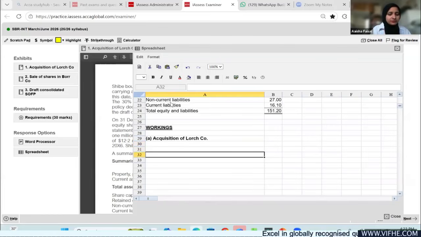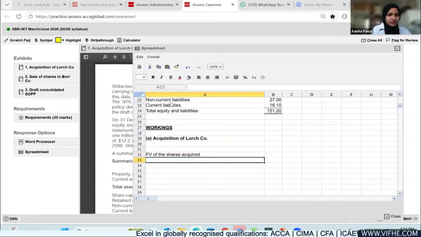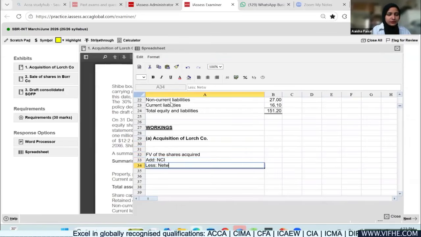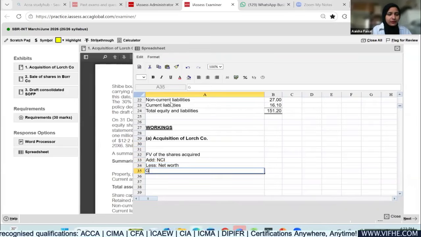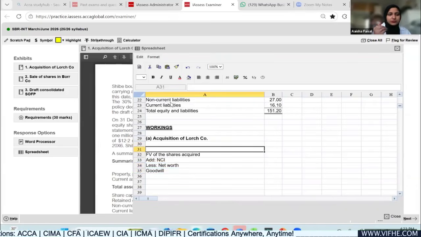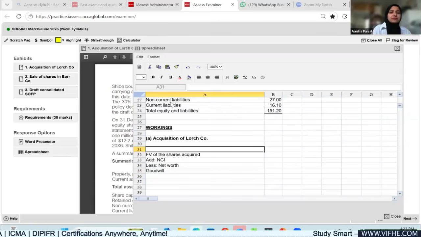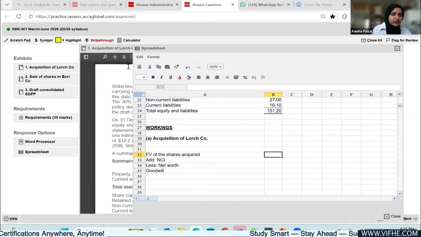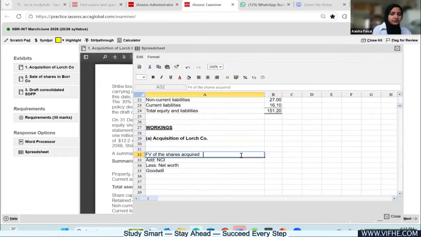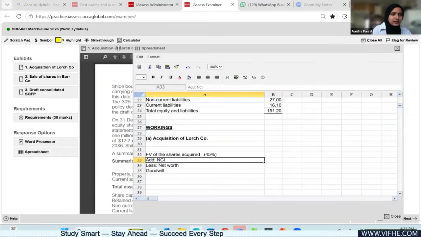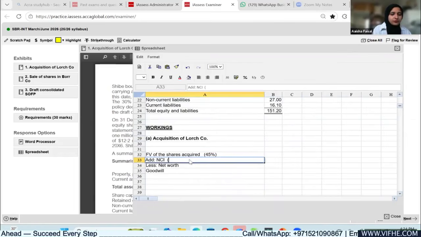So, anyway, we will start with the fair value of the shares acquired, which is your purchase consideration, add NCI, less net worth. This will give you your goodwill. But you know that you're missing something, because when you do your fair value of the shares acquired, that is the shares further acquired. NCI will be the remaining. What about the remaining percentage? For example, fair value of the shares acquired: how many are further acquired? 45, right? NCI in this case is 45 plus 30 would become 75, so this is going to be 25%.